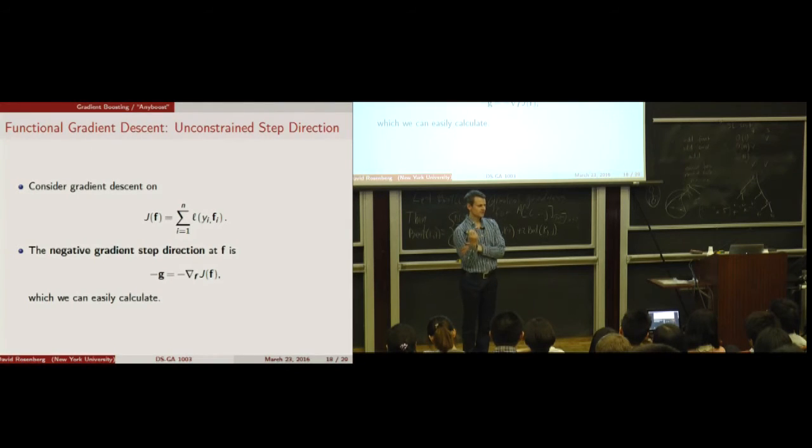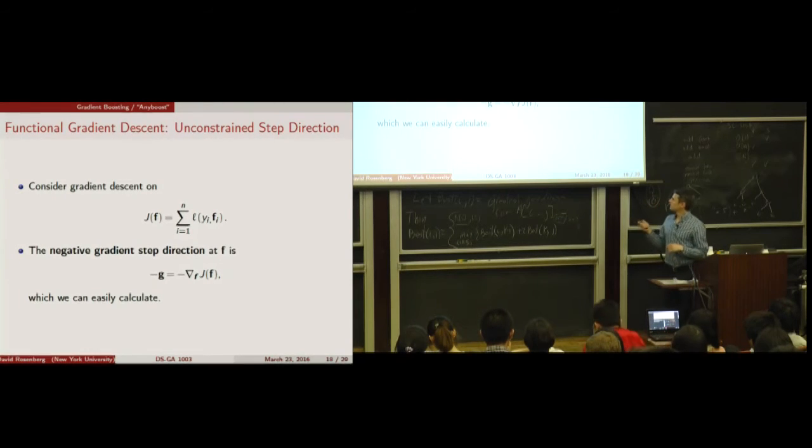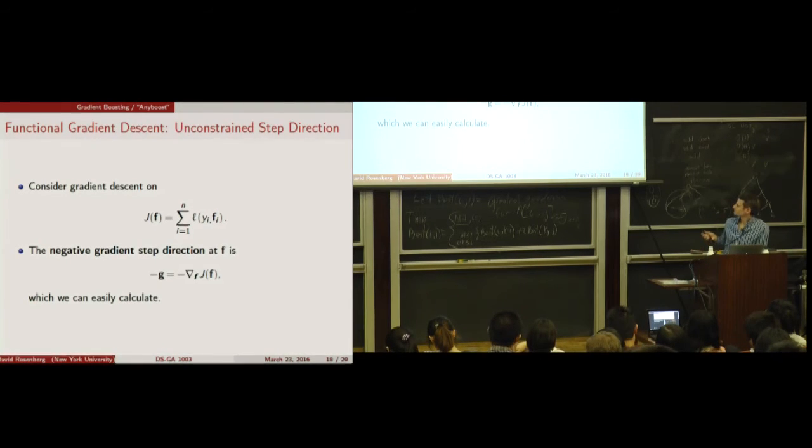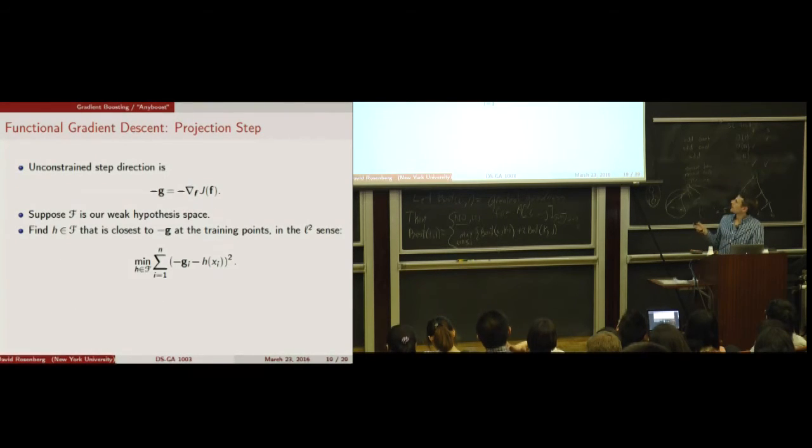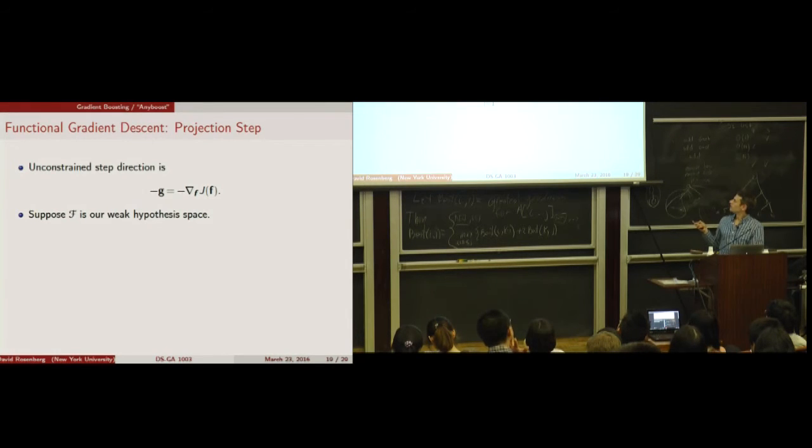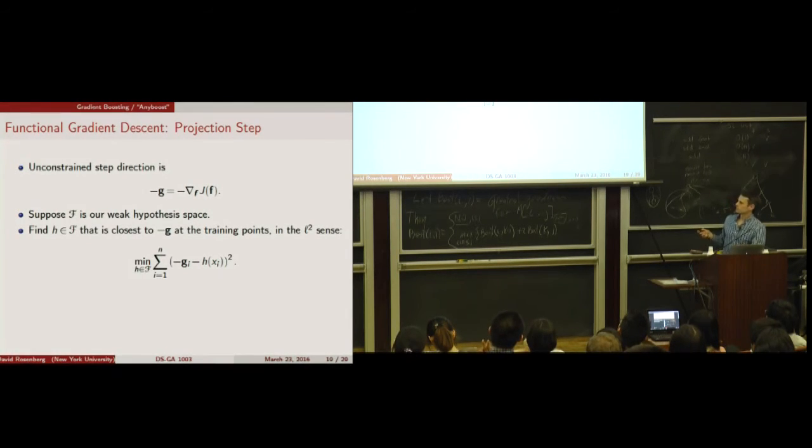That's kind of weird. Negative g is the value you want the function to have at the n training points, right? So there's lots of functions that would have those values at the n training points. So what we're going to look for is the function that's actually in a hypothesis space that's closest to negative g. That's the idea. And what do we mean by closest? Well, here's a way. Find the step direction h in the hypothesis space F that's closest to negative g at the training points in this L2 sense.